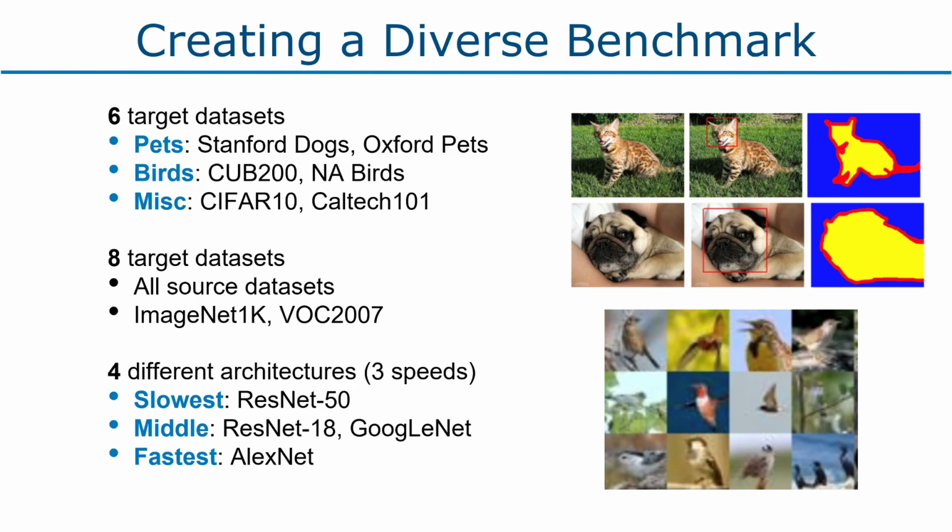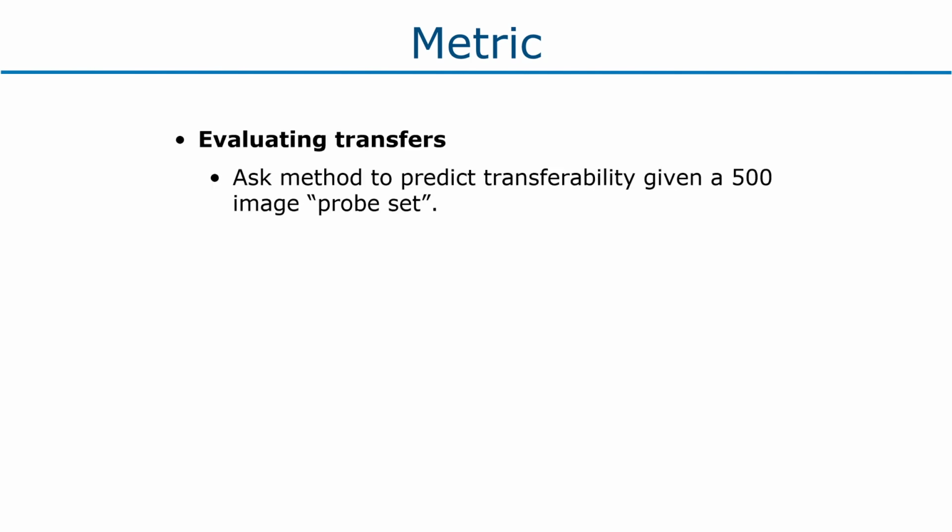For ease of comparing existing methods, this benchmark is fixed to be classification, but we have extensions for other tasks if you stick around. In order to measure performance on this benchmark, we ask methods to predict the transfer performance of a given set of source models to a target dataset. Note that here we only give the method a 500 image probe set, not the full dataset, both to ensure faster evaluation and that these methods can operate in low data regimes where transfer learning is likely to be necessary.